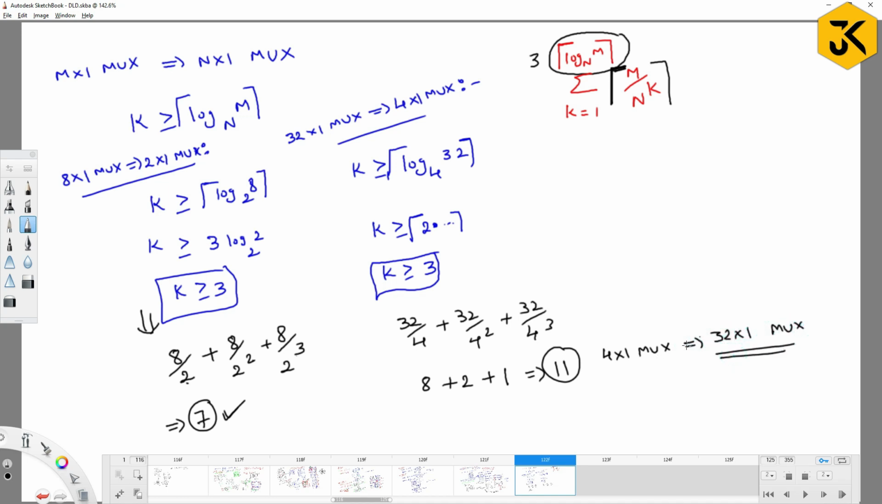So this is important for the GATE. This concept that we discussed at the end is important for the GATE. Okay, fine. So this is for today's class.